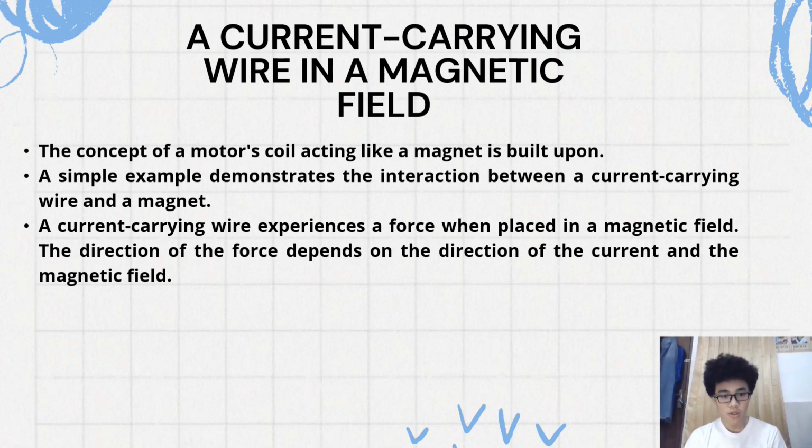A current-carrying wire in a magnetic field. The concept of motor coils acting like a magnet is built upon a simple example that demonstrates the interaction between a current-carrying wire and a magnet. A current-carrying wire experiences a force when placed in a magnetic field. The direction of the force depends on the direction of the current and the magnetic field.